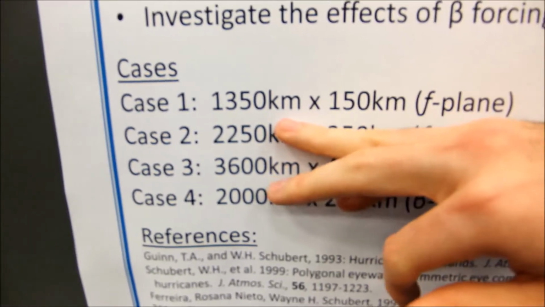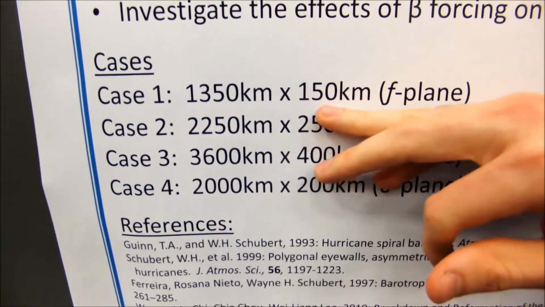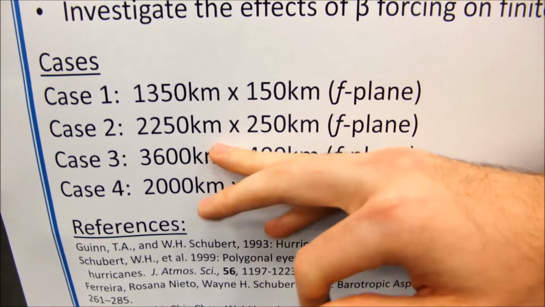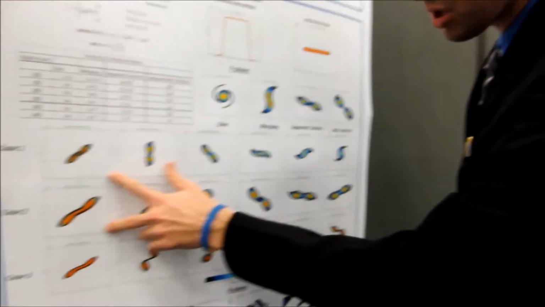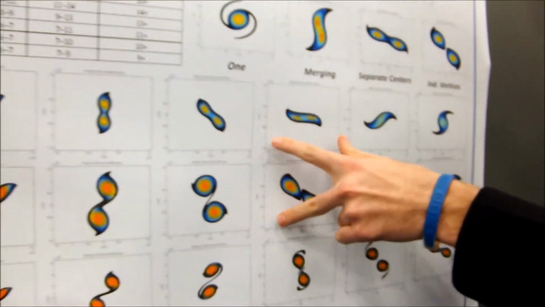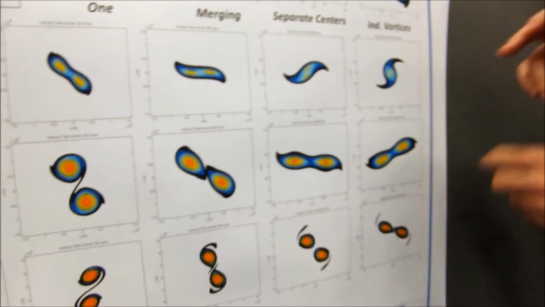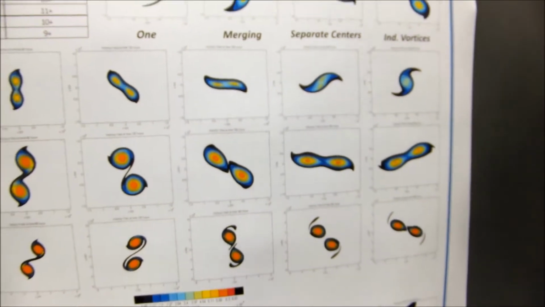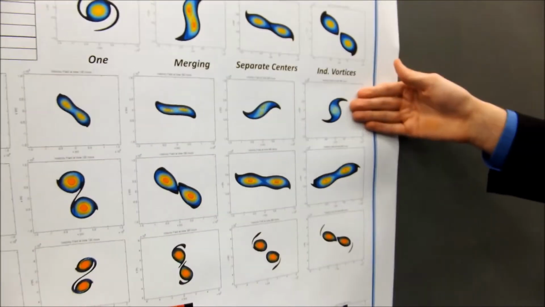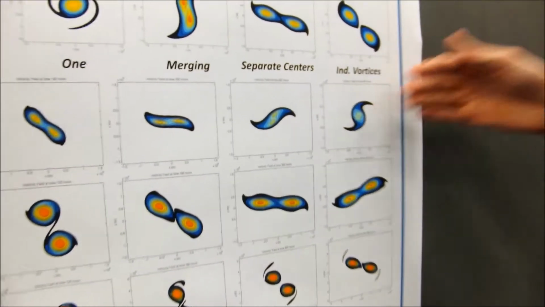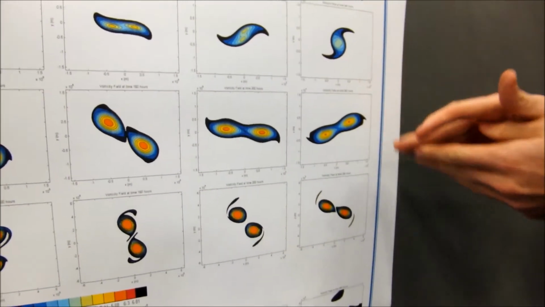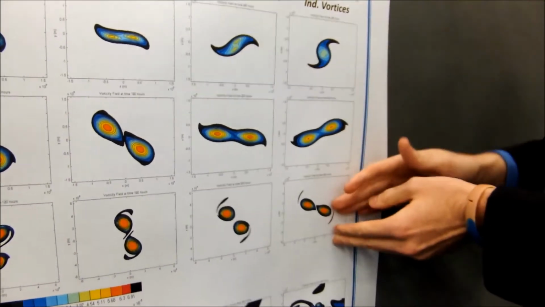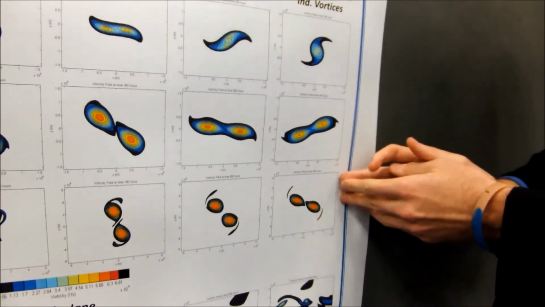So you can see over here that we had case 1 as 1,350 kilometers by 150 kilometers, case 2 a little bit bigger, and case 3 a little bit bigger than that, but all the same ratio. But as you go down along the line, integrating with time, you can see that they evolve into different vorticity fields, either merging into one vortex, or kind of a hybrid stage in the process of merging, or they could evolve into two separate vortices.